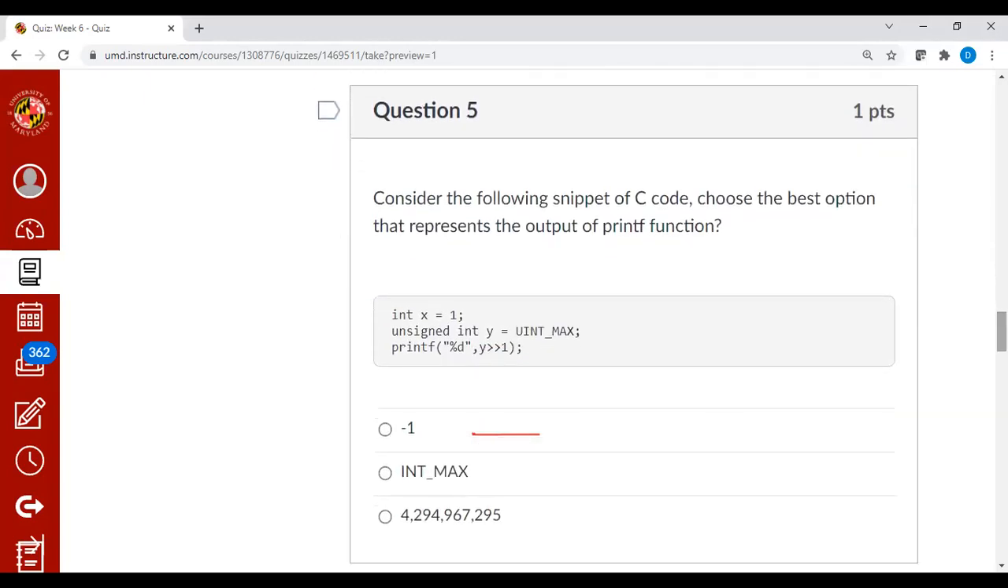Consider the following snippet of C code. Choose the best option that represents the output of the printf function. So you have number 1 in X. Y is UINT_MAX. UINT_MAX means all 1 bit patterns. UINT_MAX is just 111 and so on. Let's assume integer is 32-bit. So we have 32 ones.